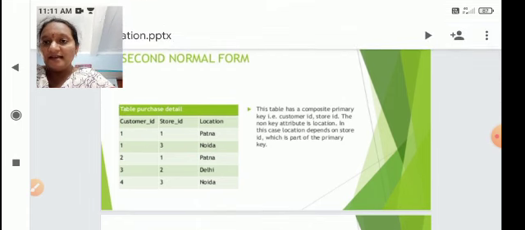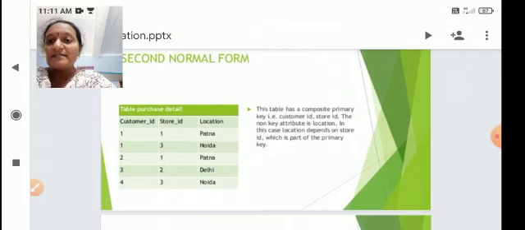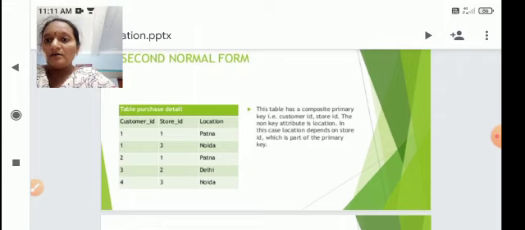For example, the purchase detail table. In this table we have three columns: customer id, store id, and location. This table has a composite primary key, that is customer id and store id. These two columns form the composite key, which is a group of columns. A composite key is nothing but more than one column forming the primary key: customer id and store id.